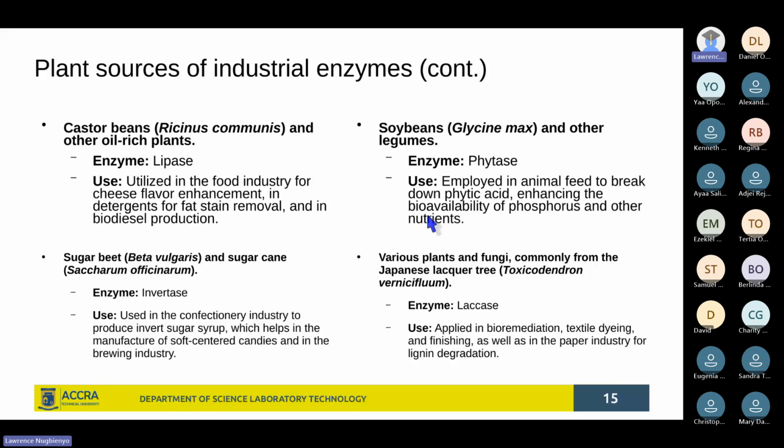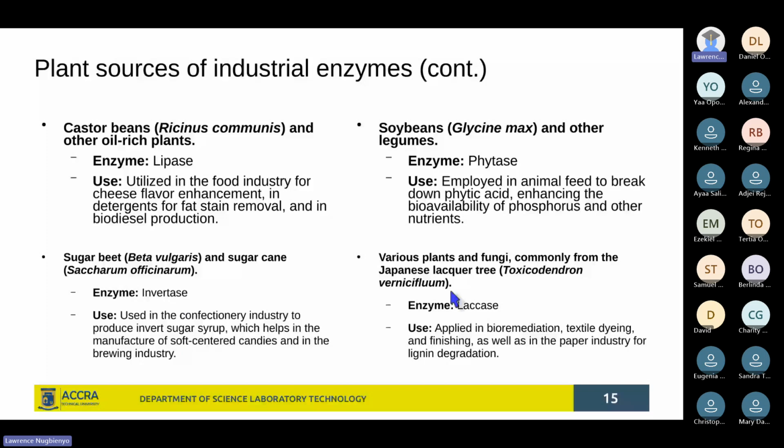You have sugar beets and sugar cane also producing invertase. Of course, these plants store carbohydrates in their roots that they make use of for food. So they require this enzyme for the breakdown of, say, sucrose, and so they produce a lot of this enzyme.